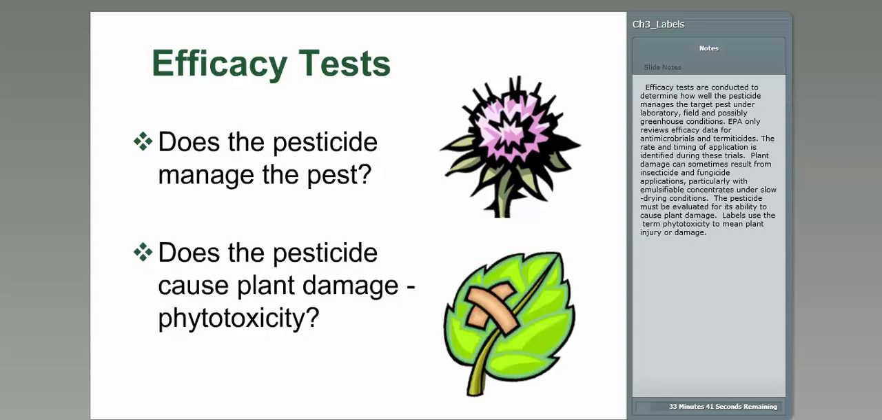Plant damage can sometimes result from insecticide and fungicide applications, particularly with emulsifiable concentrates under slow-drying conditions. The pesticide must be evaluated for its ability to cause plant damage. Labels use the term phytotoxicity to mean plant injury or damage.